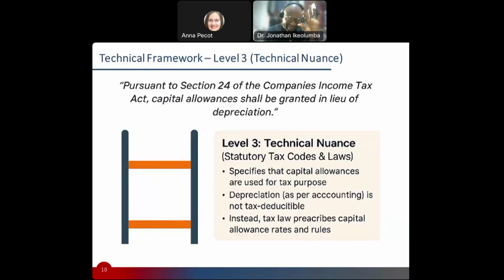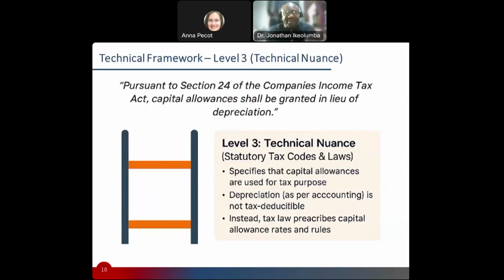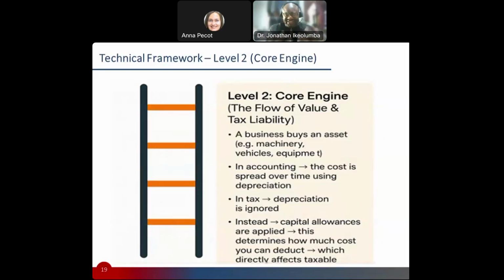I first of all have to understand that what is in front of me is the technical nuance, right? Then I have a duty as the trainer facilitating on it to ask, what does that mean? So there's a tax law that speaks about capital allowances rather than depreciation. So what does that mean? And this is where I bring my heart into breaking down the technical nuance. It simply means that any business or any individual that buys an asset, right?